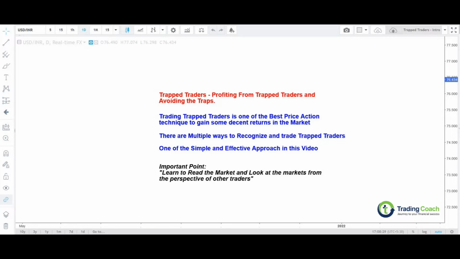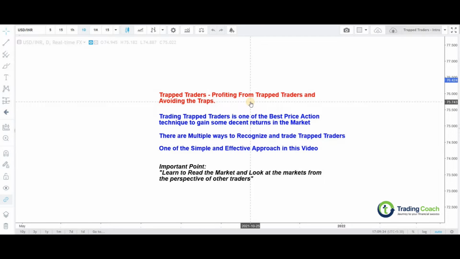So, I'm trading coach this side, and in today's lesson we are going to discuss trapped traders, right? We will talk about how we can profit from trapped traders and how we can avoid getting trapped in the market. And of course, when you can spot other traders who are trapped in the market, you can make a profit out of that, right? So I will show you some examples of market traps in a couple of charts.